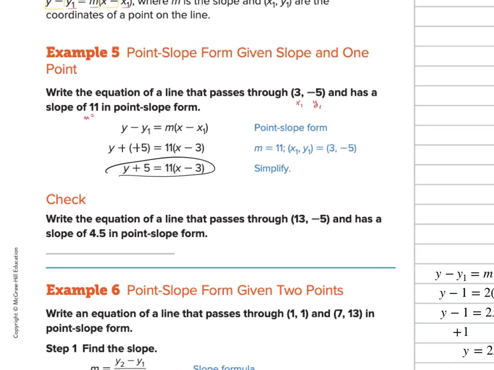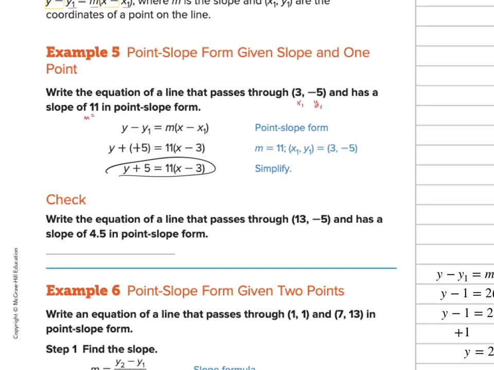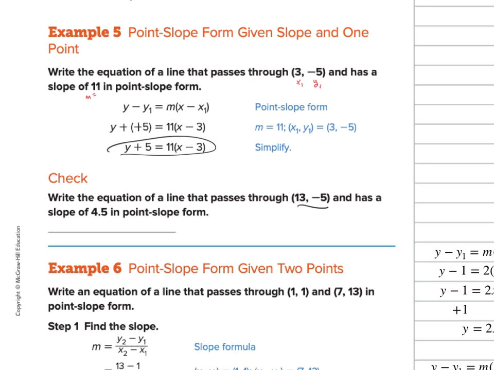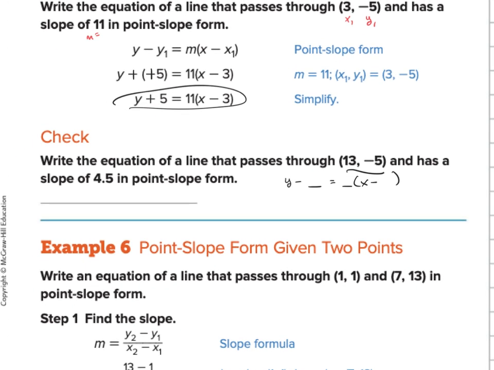Now for our check, it says write the equation of a line that passes through here and has a slope of 4.5. Again, y minus equals the slope times x minus, and we fill in the blanks. My slope, they said, is 4.5. My y is going to be -5, and my x is going to be 13. So I have y plus 5 is equal to 4.5 times x minus 13, and that is point-slope form.